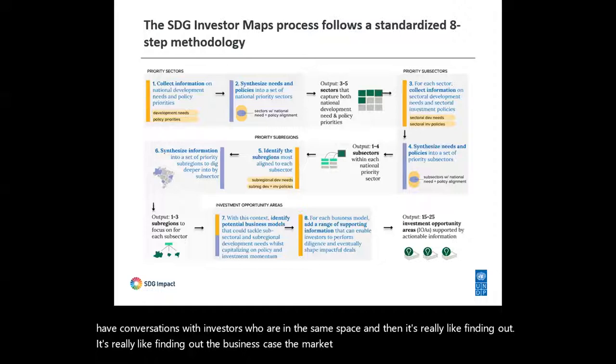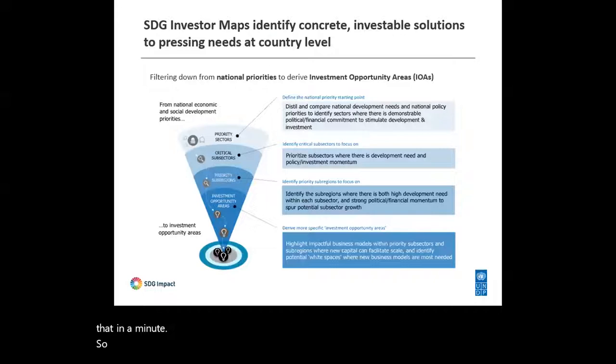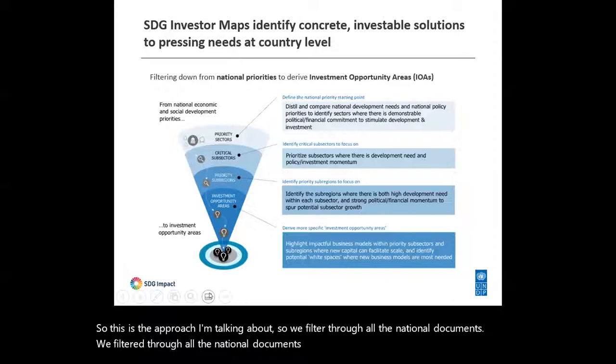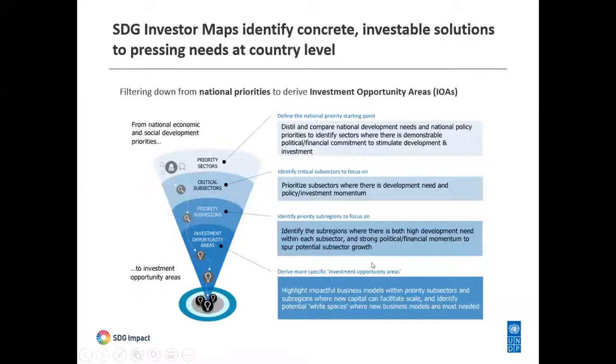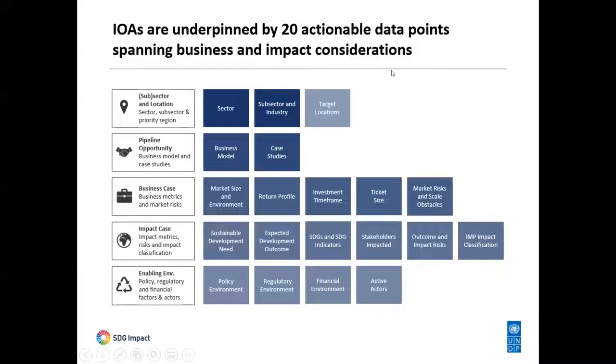So this is the approach I'm talking about. We filter through all the national documents to arrive at investment opportunity areas from national level, sub-sectoral level, sub-regional level, to specific, really granular investment opportunity areas that can be taken up by investors. The investment opportunity areas are underpinned by some 20 data points spanning business and impact considerations. So if you look at the top, you have subsector and then location. That means we define what the sector is, then go to the subsector and the target locations.